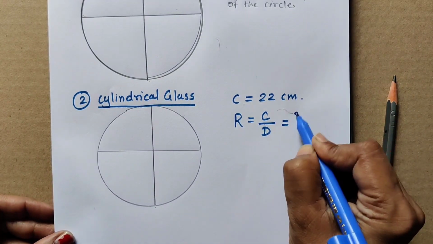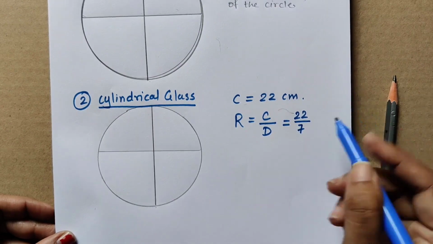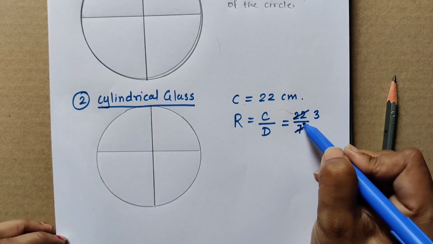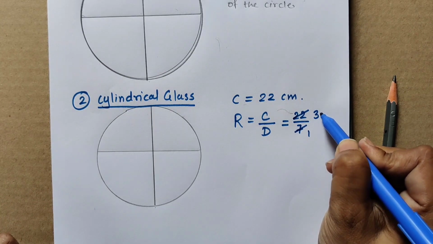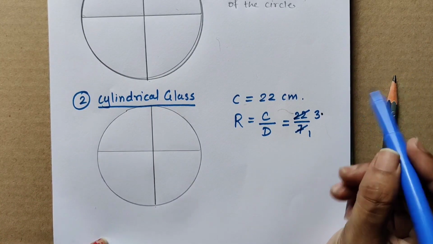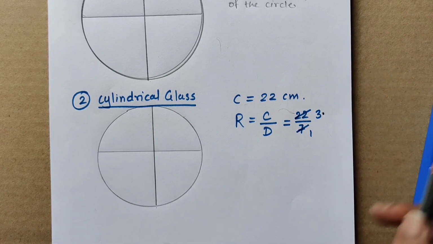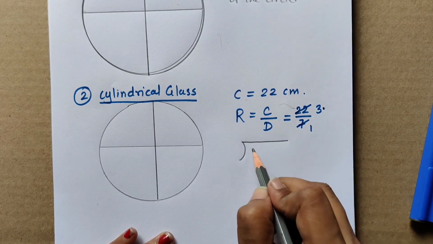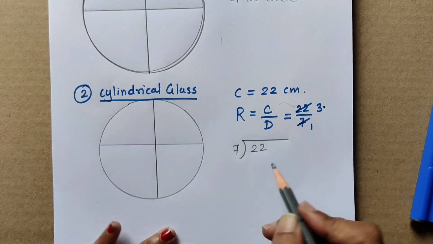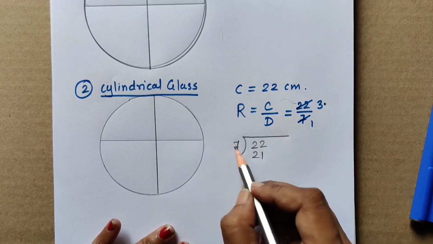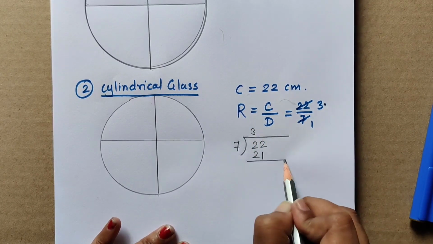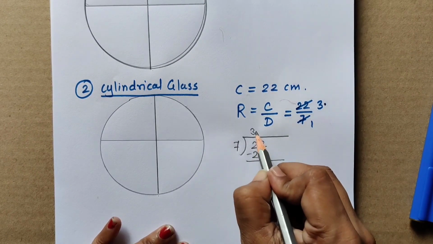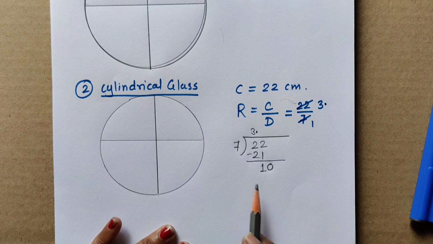So the ratio we are getting is 22/7. If you cancel it, 7 ones are 7, 7 threes are 21. 22 minus 21, 1 remaining. So after 1, if I put a 0, I will get 10. Let me show you by dividing it. 22 divided by 7. Okay, 7 threes are 21. Then 22 minus 21, 1 remaining. If I put a 0, for this 0 I have to put a point here. Correct? Now we have done this.